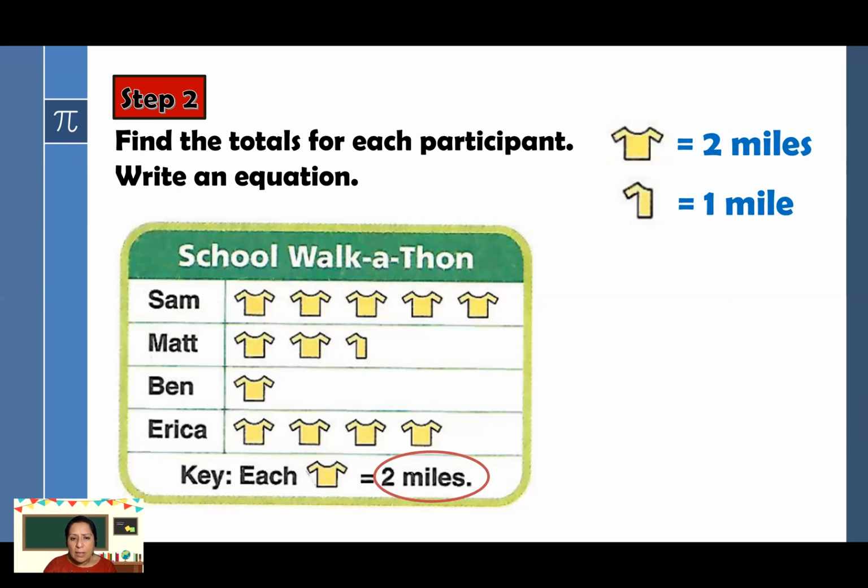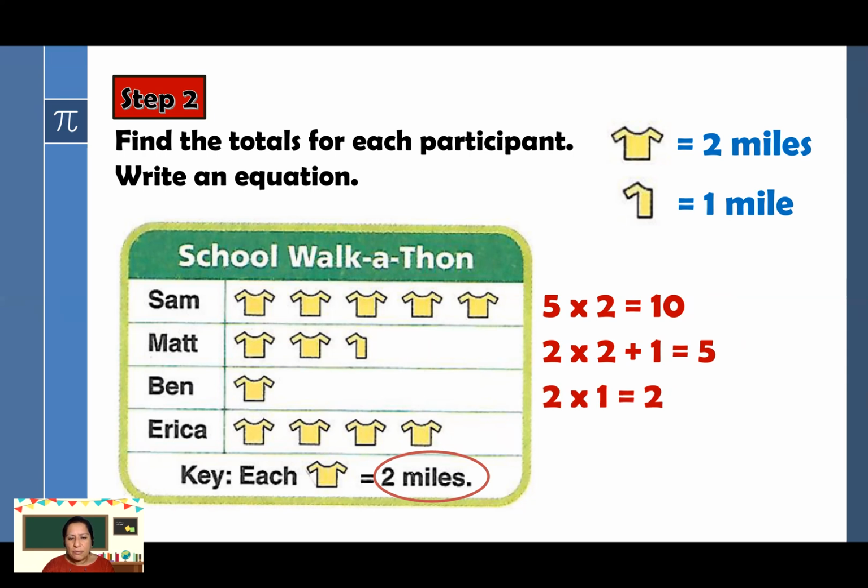So I'm going to represent that with a multiplication, which is going to be 5 times 2 equals 10 miles. Now Matt has 2 t-shirts, that each of them is 2 miles, and one half t-shirt that it's only 1 mile. So I'm going to represent that with this equation: 2 times 2 plus 1 equals 5. Ben has only 1 t-shirt, and Erica has 4 t-shirts. Now I know how many miles each kid walked.